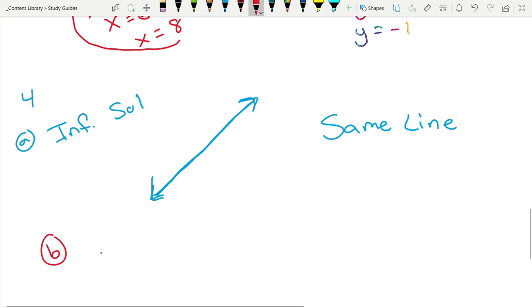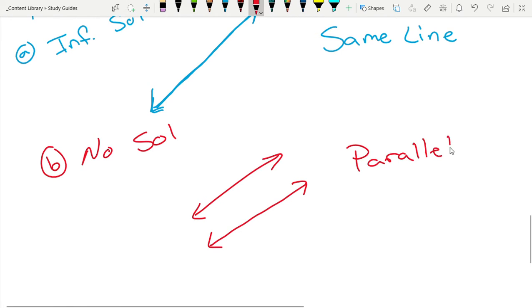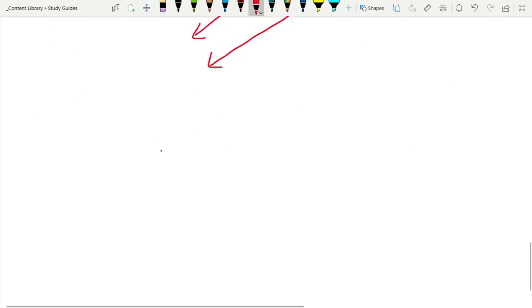On B, it says, what would happen if there is no solution? Well, if there's no solution, that means the lines don't hit each other. And there's only one kind of lines that don't hit each other on a singular plane, and those are parallel lines. So if you have parallel lines, the lines will never hit. So that means you have no solution at all. Moving on to number 5.